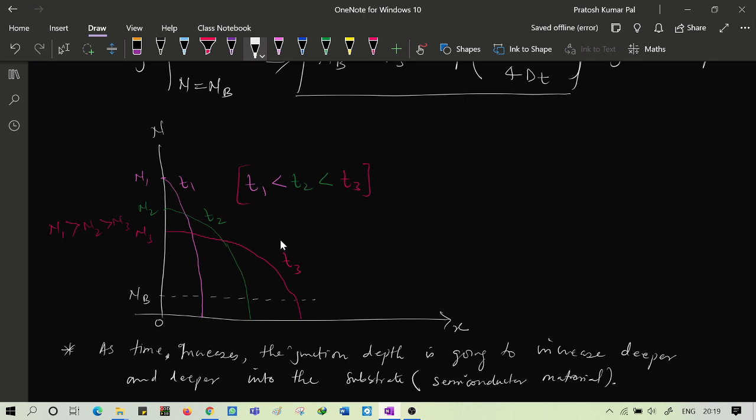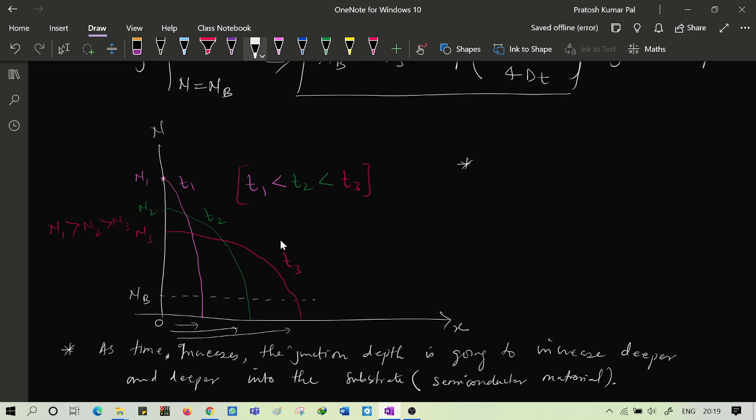So as we are increasing the time, this junction depth is going to increase deeper and deeper into the semiconductor material. Also, one more point: the surface concentration for different times is different.